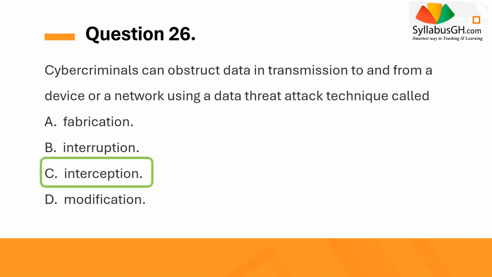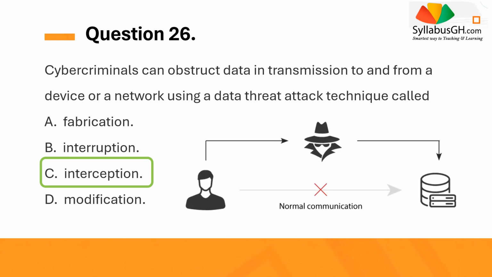Interception. In cybersecurity, interception refers to a data threat attack technique where cybercriminals obstruct or access data in transmission between devices or networks without authorization. This can include attacks like eavesdropping, packet sniffing, or man-in-the-middle attacks, where the attacker intercepts data being sent. Fabrication involves creating false data or messages. Interruption refers to disrupting access or availability of data. Modification involves altering data during transmission.